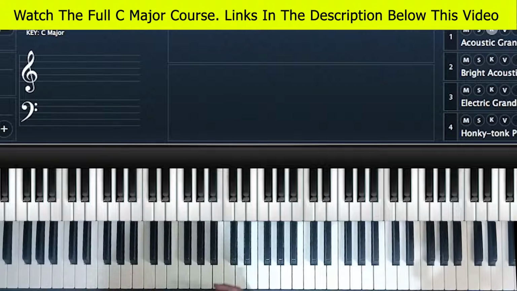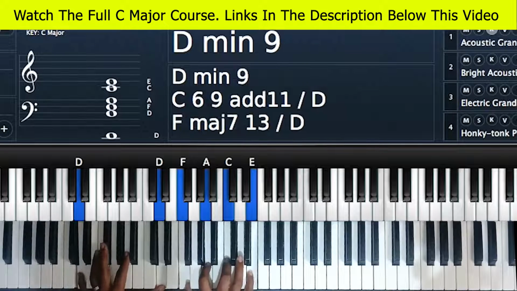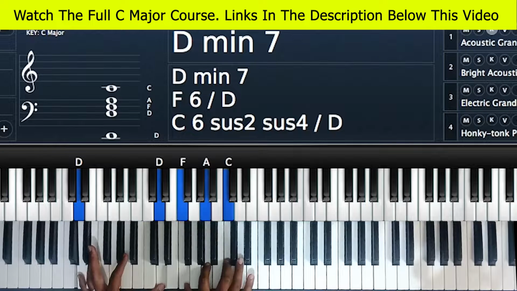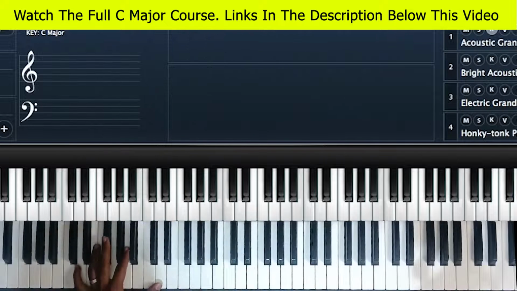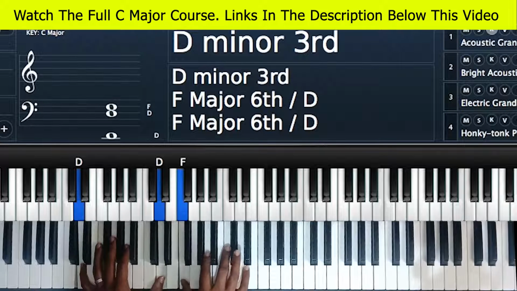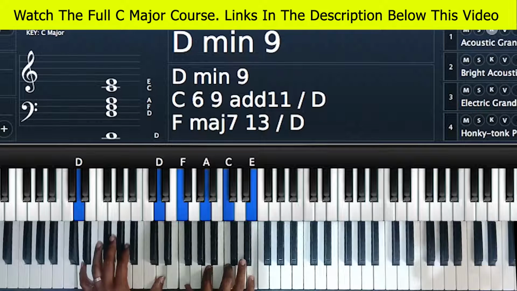Two, five, one. Okay, now let's go a little bit deeper. A different way that I could voice this progression. For example, for the 2, I'll use this voicing. It's still D minor 7th, but I'm adding another note on top, which is a 9th. Look at this chord. My left hand is playing D and D. My right hand is playing F, A, C, and E. That's my 2. So it's a D minor 9th because of the E on top.